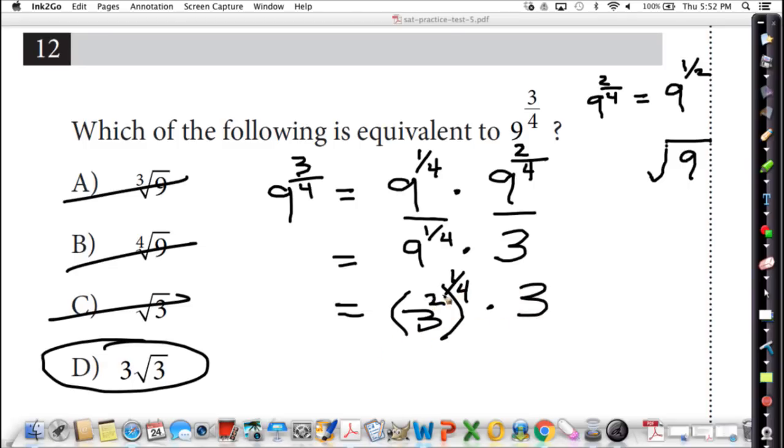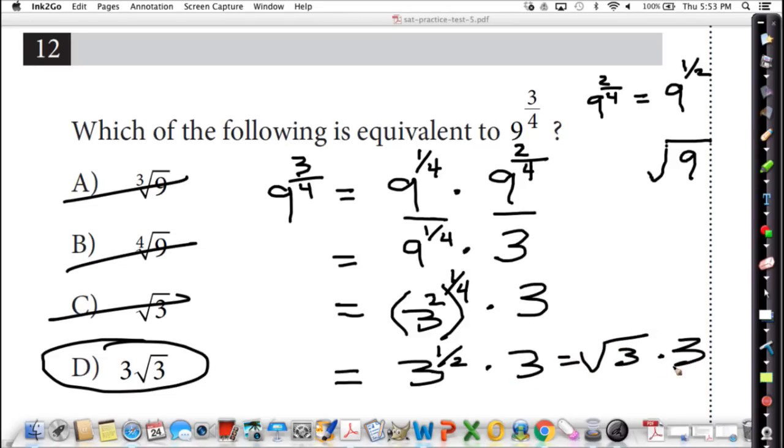So 3, a power to a power, you multiply. That's the rule. So 3 squared to the 4th is 3 to the half. Sorry, my writing's kind of sucking here. And 3 to the half, as we learned here, anything to a half is the square root. So this reduces to the square root of 3 times 3. Choice D. Make sense? All right, cool.